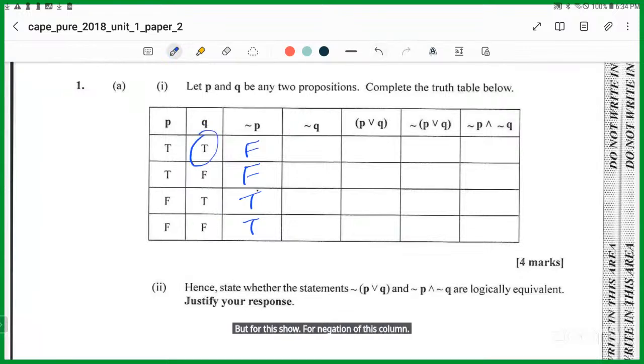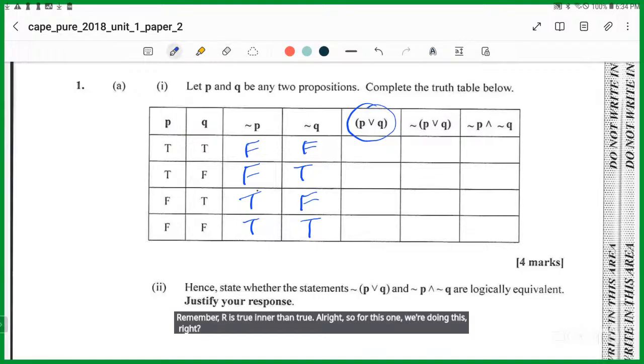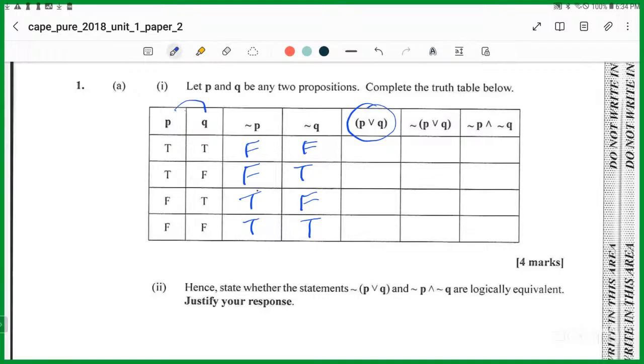Now the negation of the other column. So not true is false. Not false is true. Not true is false. Not false is true. So we're doing P or Q. That's between these two. Remember, or is true if any one of them is true. Alright, so for this one, we're doing these two, right? We're doing the or for these two right now.